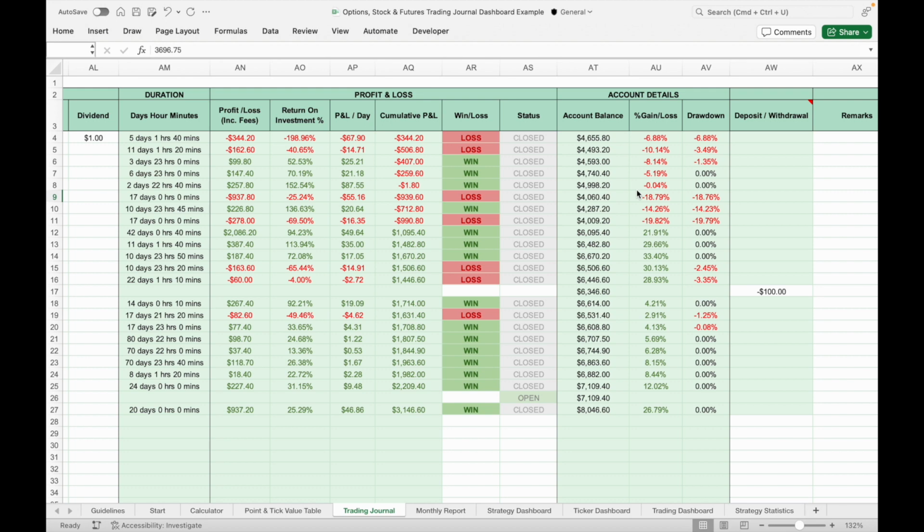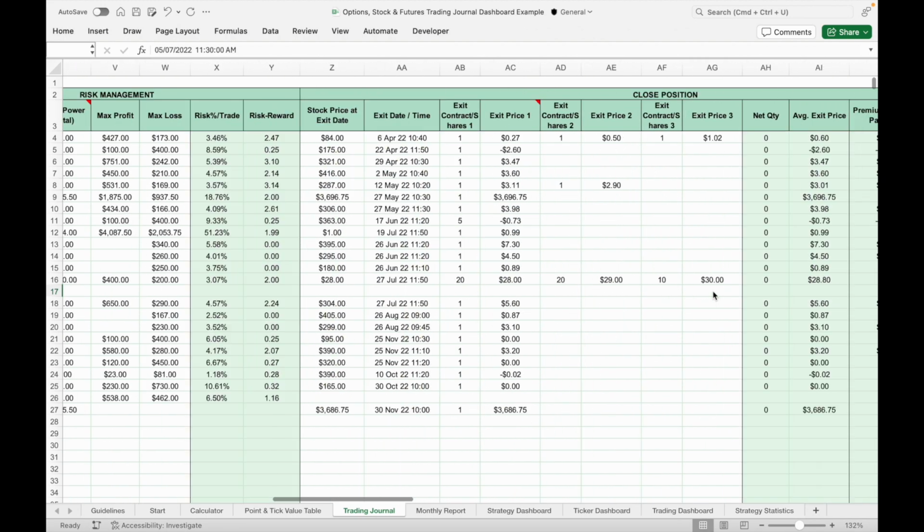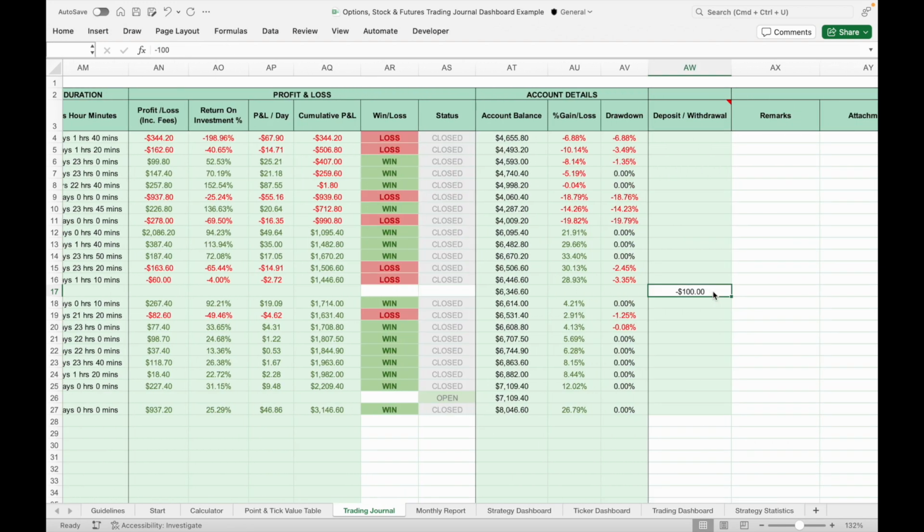If you have any funds deposit or withdrawal, you can input them into the trading journal as well. Under the trade number, put a dash so that it will not be counted as a trade. Input the fund deposit or withdrawal date and the amount. Use a minus sign if you withdraw money from the account.